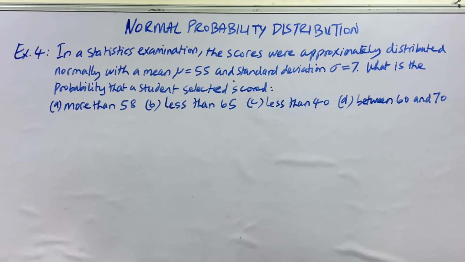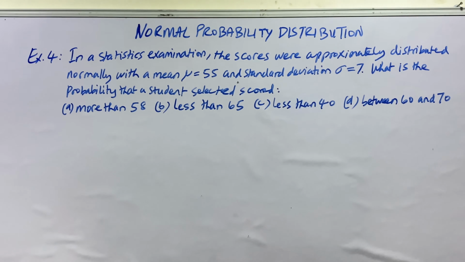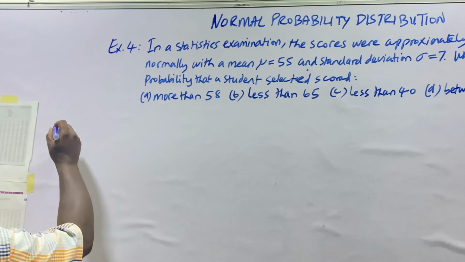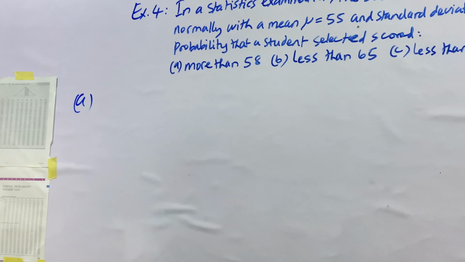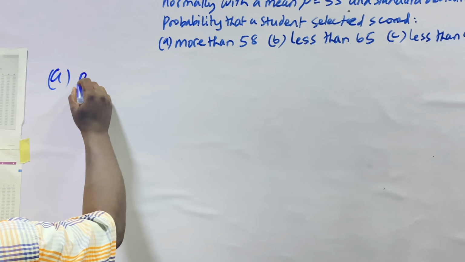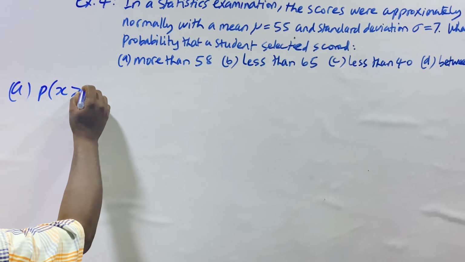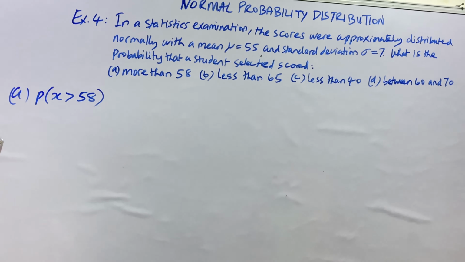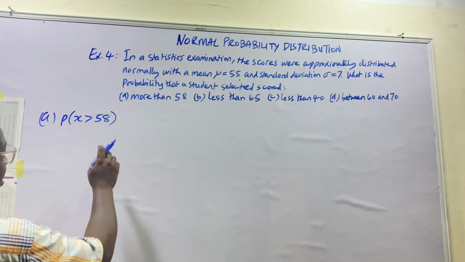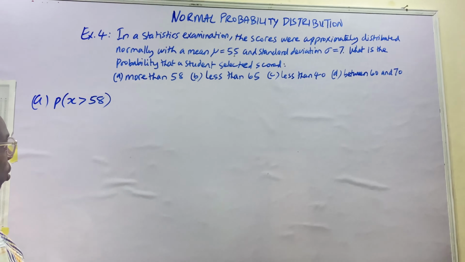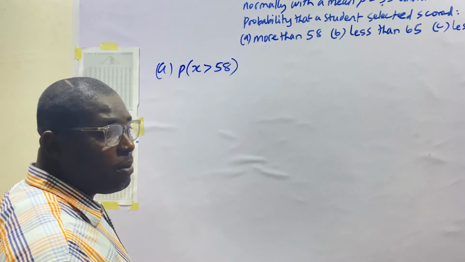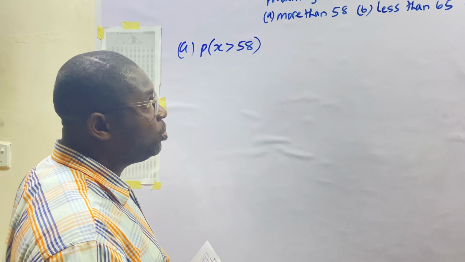Let's quickly start with our solution. The solution we're dealing with here is number 1. Let's have A here, and the question we have before us is to look at P(x > 58). And to solve this, we know that we have to standardize this value to have a z-score, and it's from the z-score we will use to get the probability in our normal distribution table.